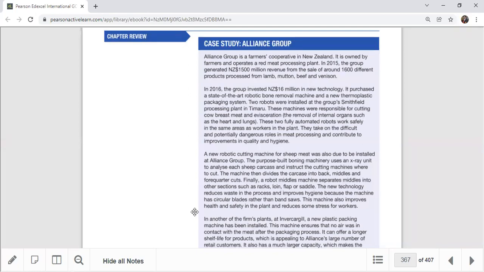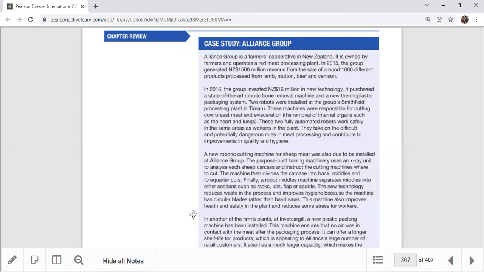Alliance Group is a farmers' cooperative in New Zealand. It is owned by farmers and operates a red meat processing plant. In 2015, the group generated $1,500 million revenue from the sale of around 1,600 different products processed from lamb, mutton, beef, and venison. In 2016, the group invested $16 million in new technology. It purchased a state-of-the-art robotic bone removal machine and a new thermoplastic packaging system. 2 robots are installed at the group's Smithfield processing plant in Timaru.